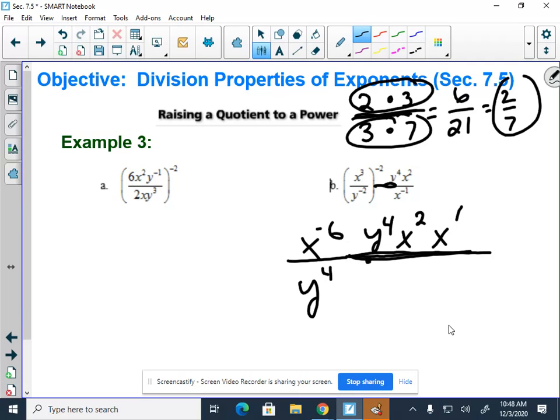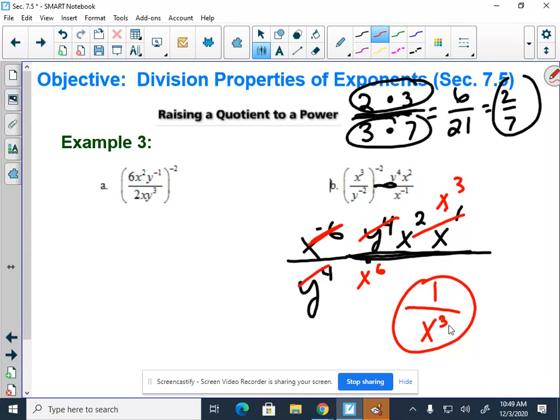Now, since there isn't much work here, I'm going to cheat the system a little and just move this x to the bottom. It's the only negative, so I'm not going to rewrite everything. Does that make sense? Now we'll start working with these. The y's. y4 over y4 becomes y0, which is just 1. Anything to the 0 is 1. The x's. There are actually 3 x's up here, and there are 6 in the bottom. Which means when all is said and done, there are only 3 in the bottom.